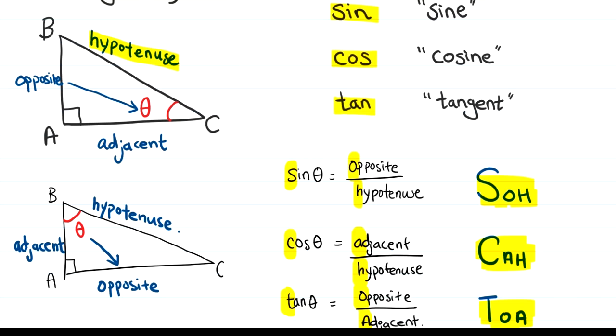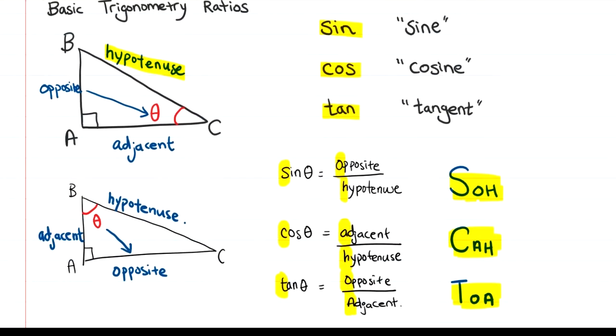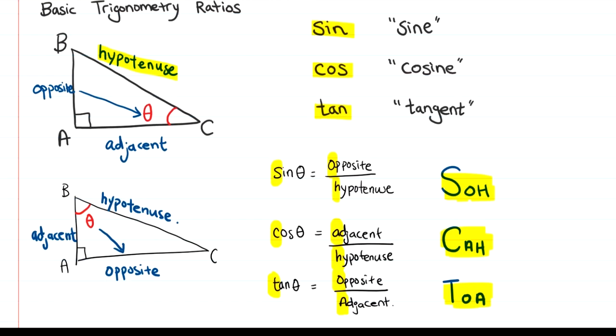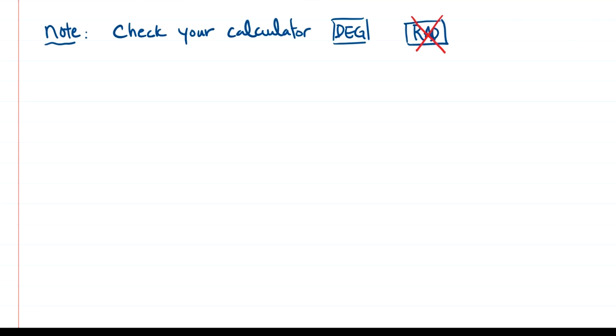So let's apply these ratios to examples on the next page. Before we start, whenever you're doing trigonometry problems, make sure you check that your calculator is in degree mode, unless your question asks you to write the answer in radians. So make sure you check your calculator. We're going to do three examples.